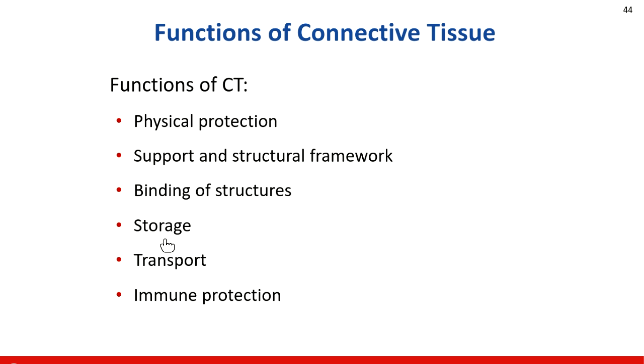Transport, you heard me mention that about the fluid connective tissue. Things get moved around through your blood system and your lymphatic system. And then immune protection, same thing. Connective tissue is found in the dermis of your skin, but also your white blood cells, which are part of your fluid connective tissue. So you can see all these functions of connective tissue are pretty diverse.